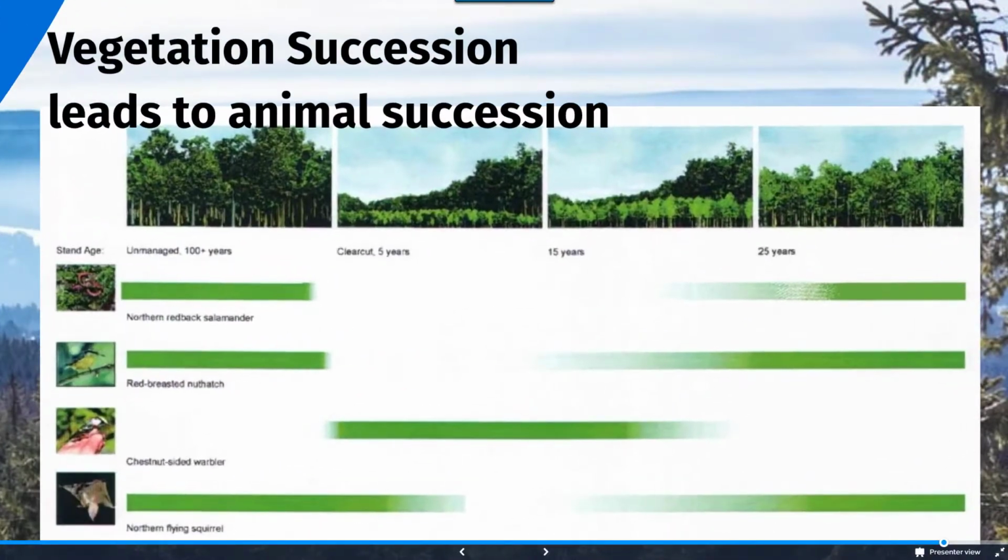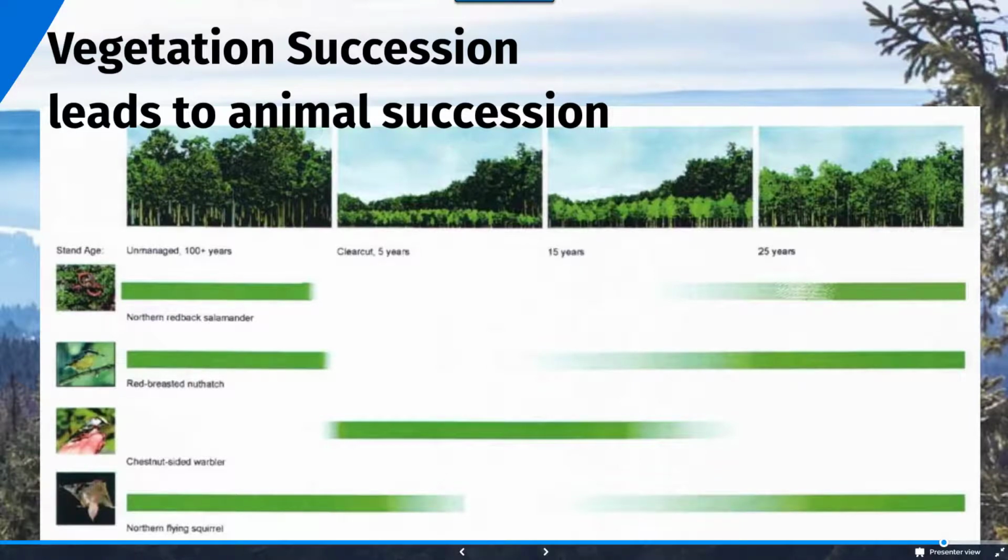The other thing that's interesting is that vegetation succession is going to lead to animal succession. So in the figure at the top, we have a couple different regions of plants where we see undamaged plants, or trees, that existed in a region for quite some time. Then a bunch of those plants or trees got cut from the area, and over time the trees started to grow and occupy the region again.